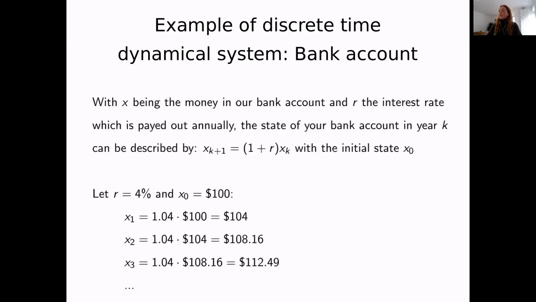And yeah, we can take a look at an example. So maybe this is more like everyday stuff than this ideal spring without friction. So it's your bank account. And what the bank does for you is that the bank discretizes the time in years when they pay out your interest, right? So now the state is a scalar, it's your money in your bank account, and R is the interest rate, which is paid out annually.